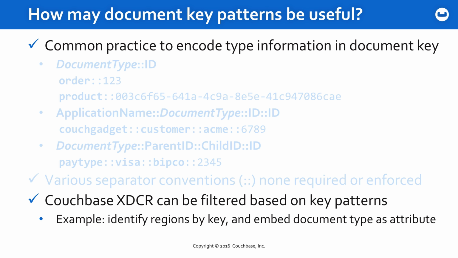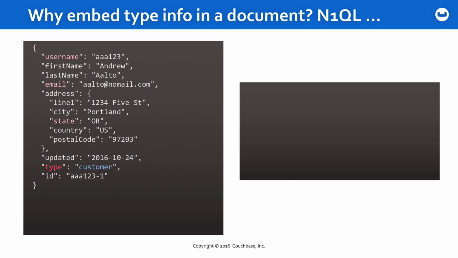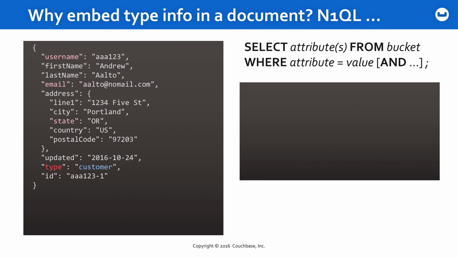Let's take a look at this idea of embedding document type within the document itself. So why would you do this? Well, in a word, N1QL. Here, we're demonstrating in this course putting the document type, like customer, as an attribute of the document itself. Why would you do this? Well, if you haven't looked at N1QL yet, it's SQL for JSON, which means basically you already know it. Select some attributes from the bucket, where a particular attribute has a particular value, and so on and so on.